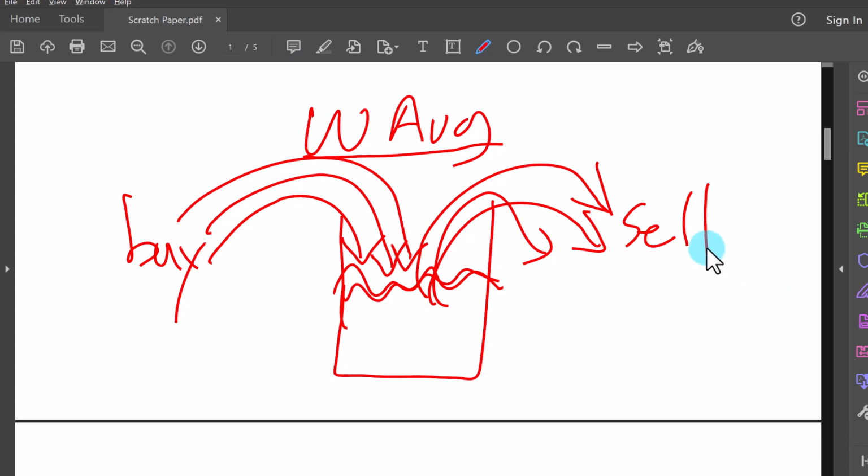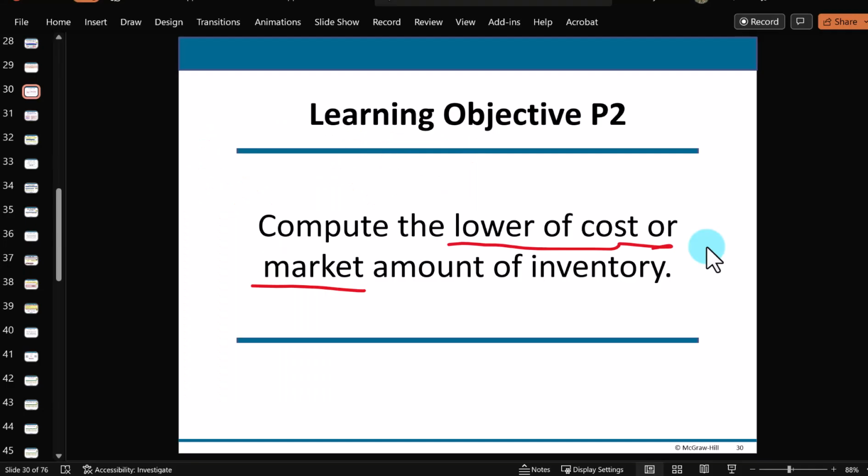Let's go back to our slideshow and again take a look at this rule called the law of cost or market. The word market is kind of misleading because we're not going to look at the value of how much you can sell your inventory.